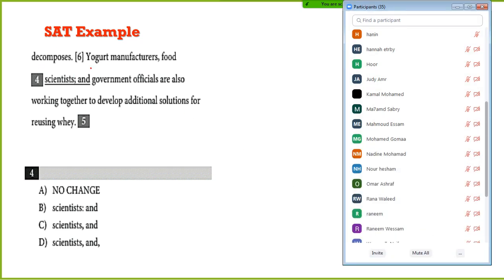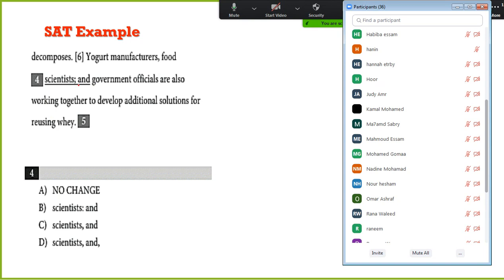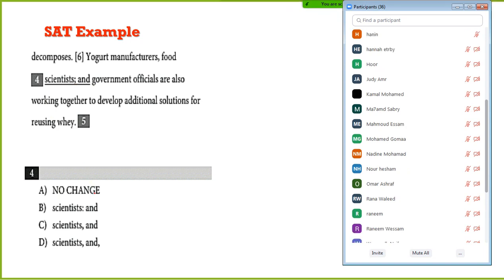Now, in the SAT, you will find a passage or text, and in this text you'll find some underlined parts, each preceded by a number. On the other side of the page, you will find a question related to this number. It underlines this part to ask you: does it have a mistake or not? If it doesn't have a mistake, you will choose no change. If it has a mistake, choose the correction from the options.